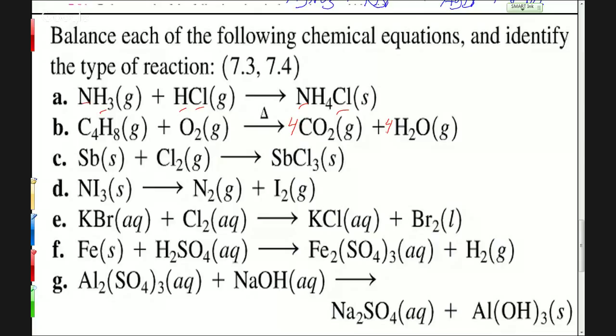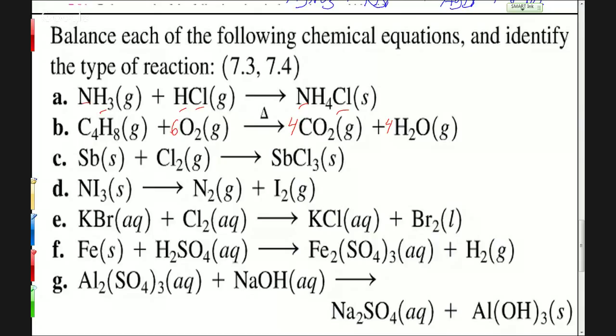Then I am to the oxygens now, so on the right I have 8 plus 4 is 12, I think, yep. And so that means that I will need a 6 here to make 12 on the left. So this can sometimes be easier because you're just kind of bouncing back and forth, but you can also get into trouble this way.